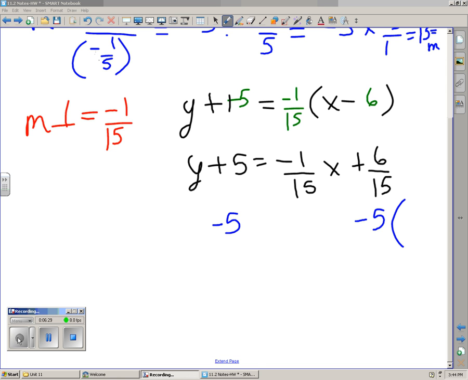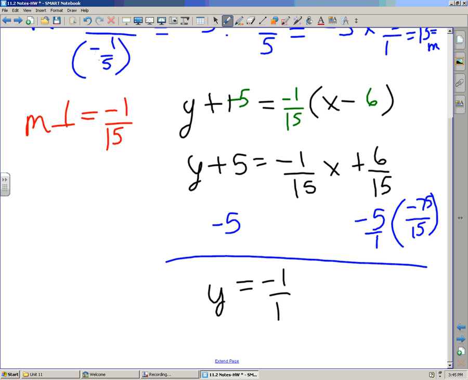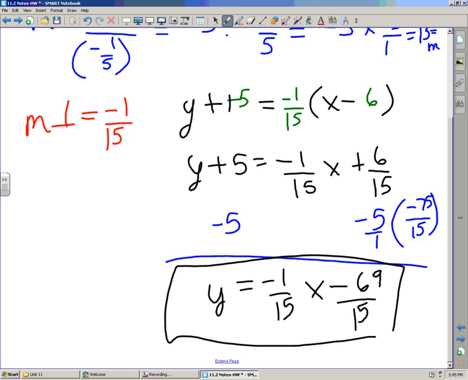Subtract 5 from both sides, and the fact that we're dealing with 15ths means that you need to get a common denominator. So negative 5/1 is equivalent to negative 75/15. And so now when you do the math here, it's a weird looking kind of equation, but y equals negative 1/15 x, and then 6 minus 75 would be minus 69/15. Okay.